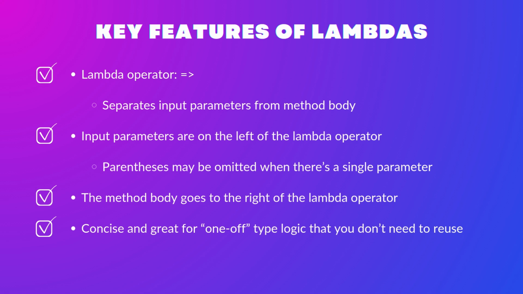And again, the emphasis here is to be concise, and this is especially useful for one-off type logic that isn't going to be reused. The idea being if we had some kind of logic that we were going to reuse a lot, then it would probably be worthwhile to write out a traditional named function for it and use it in other places of our code.